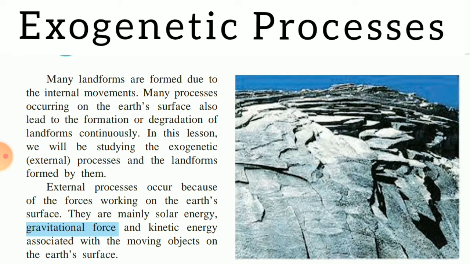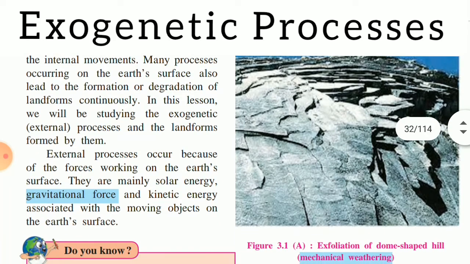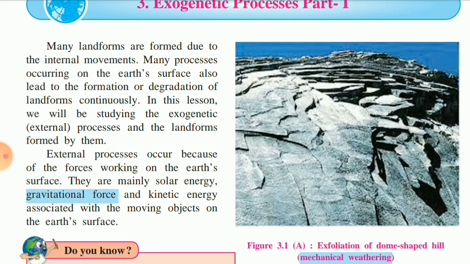Number 3, transportation. This weathered material is transferred from one place to another place, either by water, by wind, or a glacier, or even the slope. We have seen the landslides. So from the top, from the parent rock, the disintegrated rock falls down and comes rolling down, it reaches the valley. So that is transportation. And finally the 4th one is deposition.